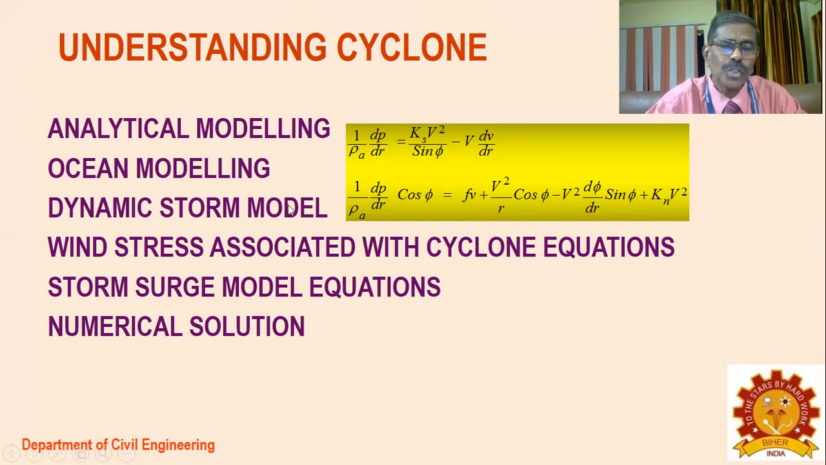If you see dynamic storm modeling, you get more continuum equations, maybe around 6-7 differential equations. Then if you want to find out the wind stress associated with the cyclone, you get another 7 to 8 equations like that. Then in storm surge modeling, you get another 10 equations like this. Now all these equations we have to attack. So it is very difficult to get a closed form solution, and you have to apply boundary conditions also to get a solution.